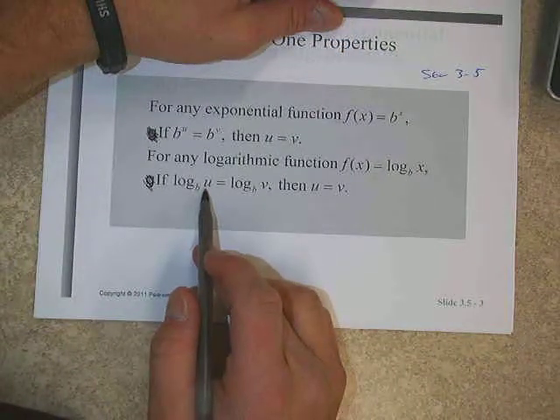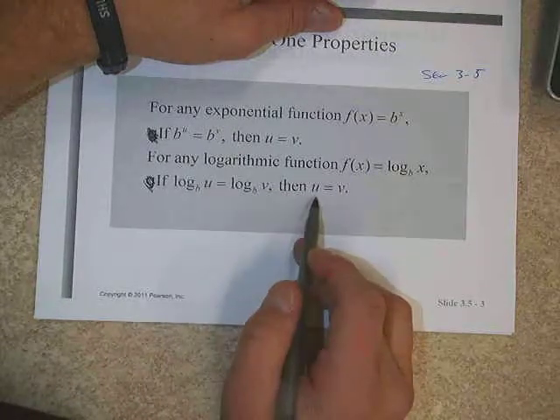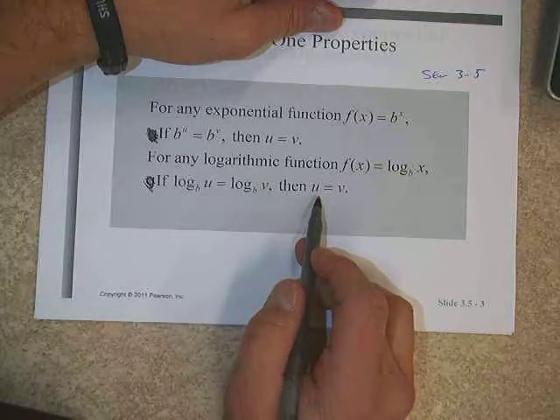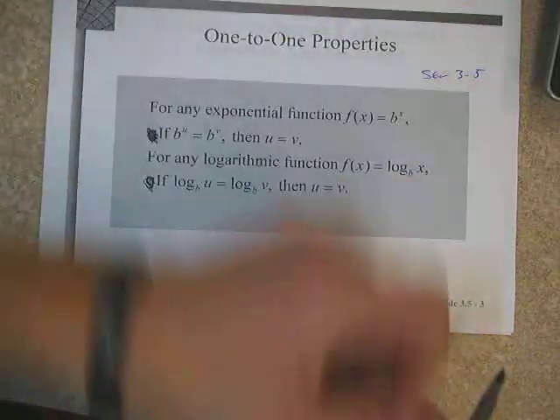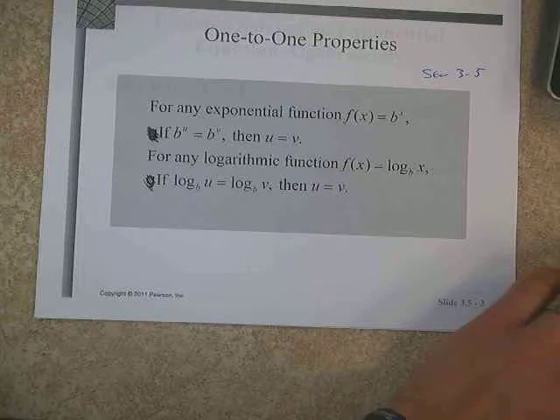Similarly, with logarithm functions, if we have log base b of u equals log base b of v, that can only be true if u is equal to v. So if that is true, then u would have to be equal to v in order to have that first sentence be true.